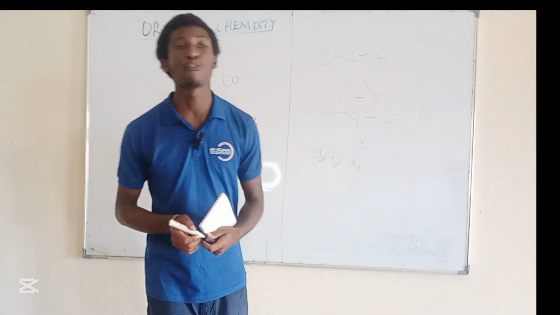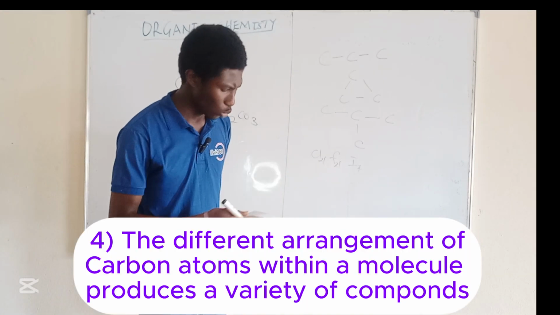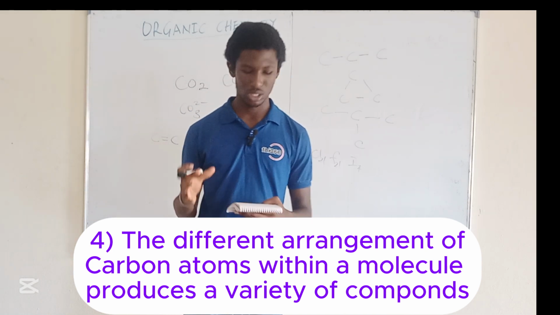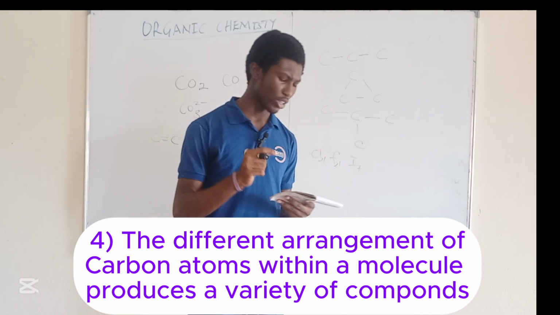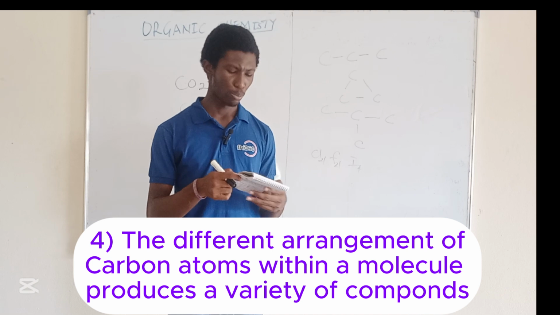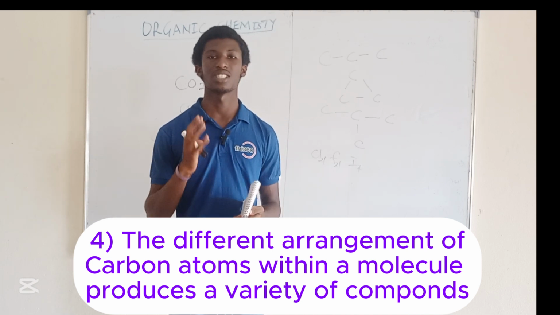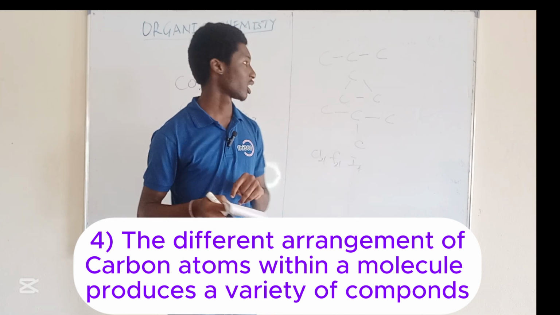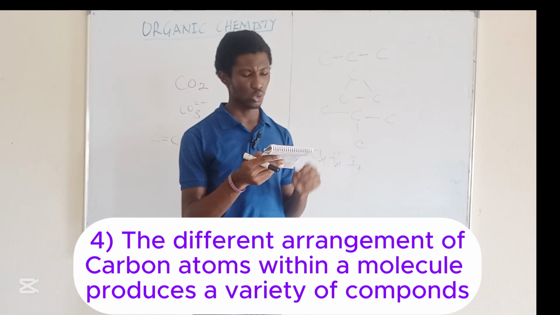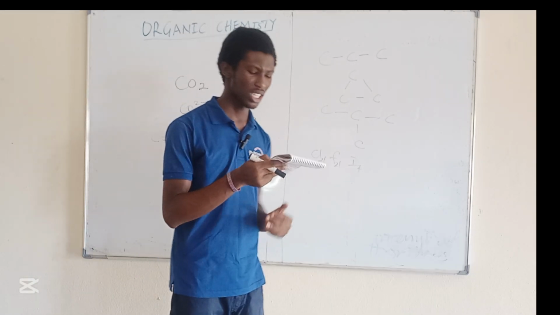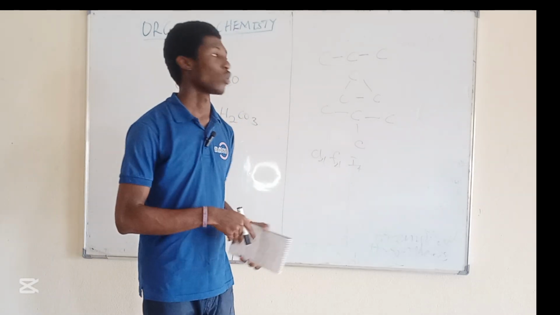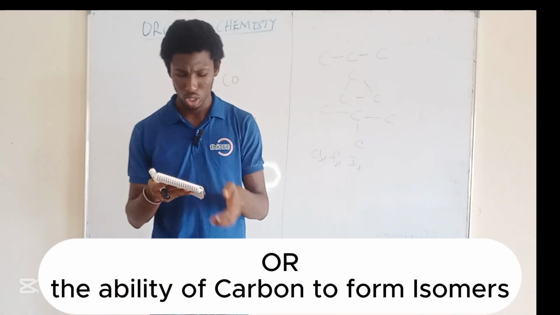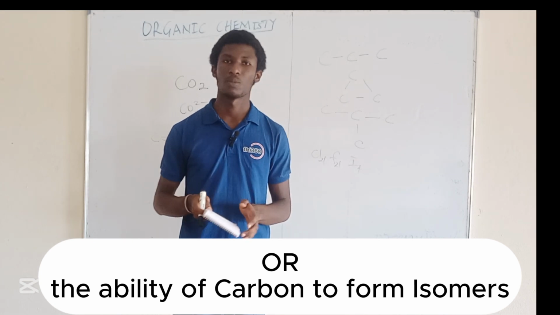The next one is that the different arrangement of carbon atoms within a molecule produces a variety of compounds. I repeat myself again, don't worry, I will explain it. That is the fourth reason why carbon is important in organic chemistry. Now, if you don't want to write all this, you can say the ability of carbon to form isomers.